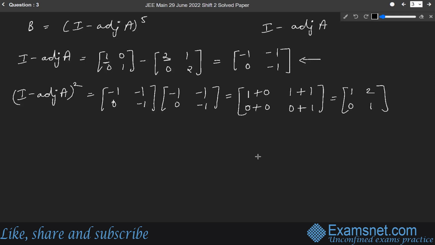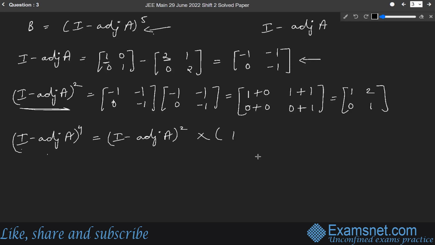All right. We want I minus adjoint of A power 4 also, because at last what we want is I minus adjoint of A power 5. Okay. So let us calculate I minus adjoint of A power 4. Its value will be equal to what? We have the value of I minus adjoint of A square. So I minus adjoint of A power 4 will be I minus adjoint of A square multiplied by I minus adjoint of A square, right? It is equal to I minus adjoint of A to the power 4, right?